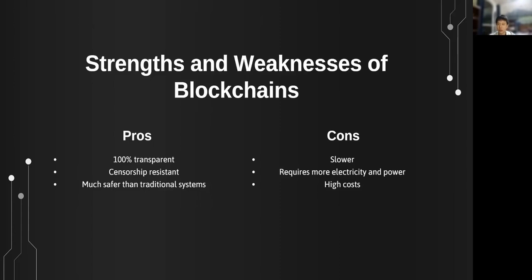And on electricity and power, yeah, there's a lot of electricity requirements for supercomputers and data centers to process and verify the transactions.